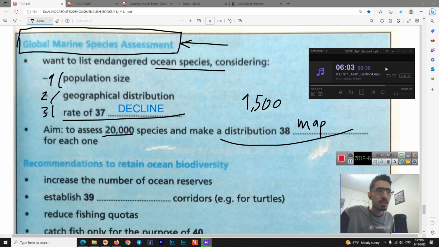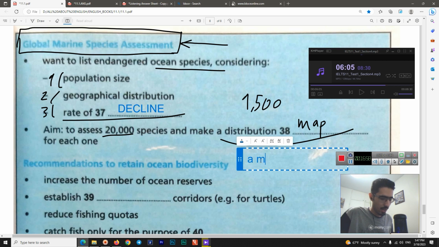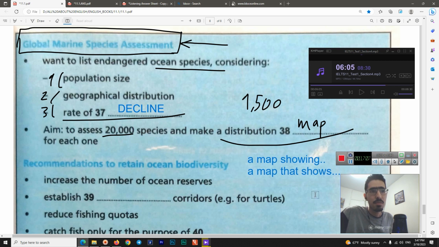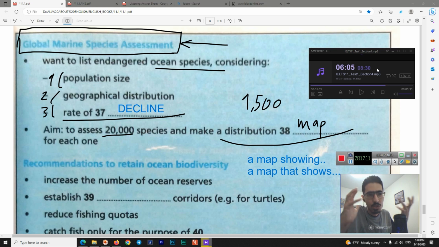To produce a map. Map is a good noun here. Showing its distribution. What does it mean? A map showing its distribution. It's an adjective clause. A map showing something. It means a map that shows. So it's an adjective clause. They just made it smaller. They used the short form.